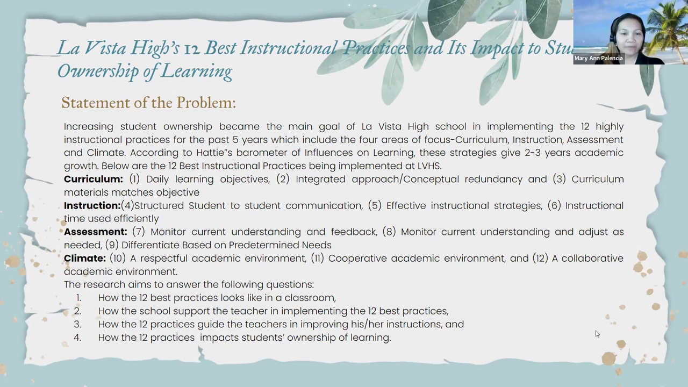And then the fourth area of focus is the climate. We need to establish a respectful academic environment, a cooperative academic environment, and a collaborative academic environment. This research aims to answer the following questions. Sorry, for some reason all the questions start with "how." How do the 12 best practices look in a classroom? How does the school support the teacher in implementing the 12 best practices? How do the 12 practices guide teachers in improving their instruction? And how do the 12 practices impact students' ownership of learning? That requires a lot of modification, I know.